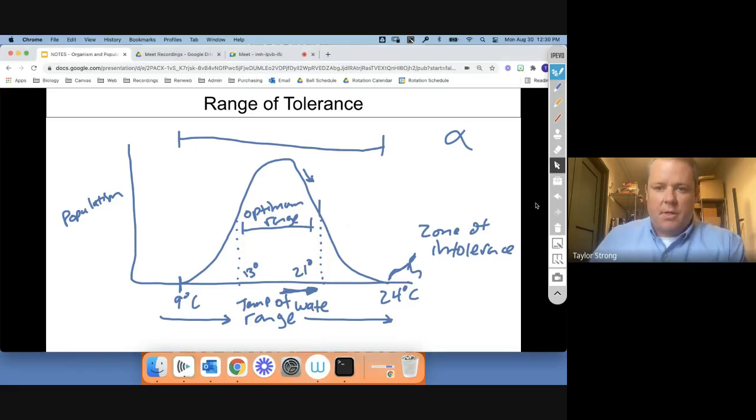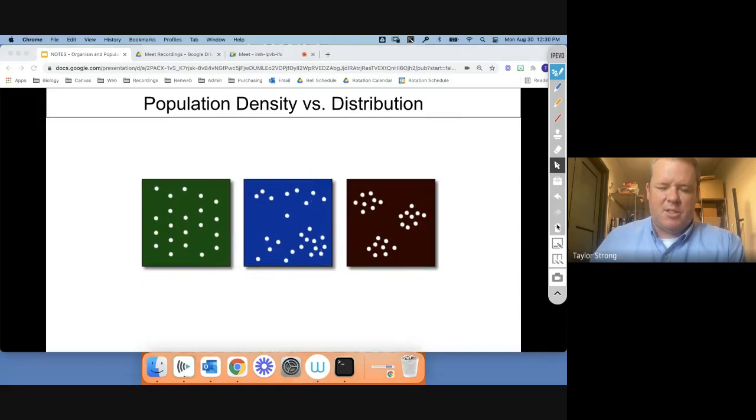All right, next up is population density versus distribution. This is also explained really well in the book, but it's a good one for me to talk about just to make sure that we're doing good. We have 3 different populations with little dots right here. In each case, let's think about a size of this environment. Let's keep our numbers simple: 10 kilometers by 10 kilometers. So in each case, we have 100 kilometers squared.